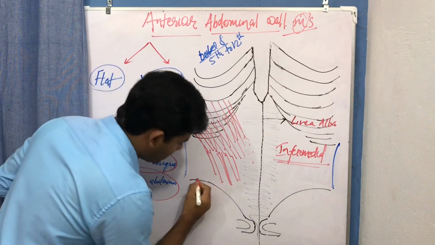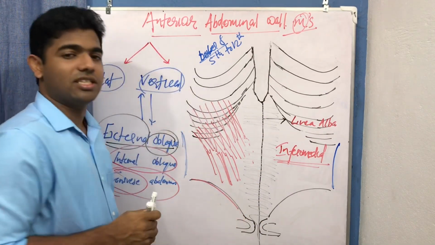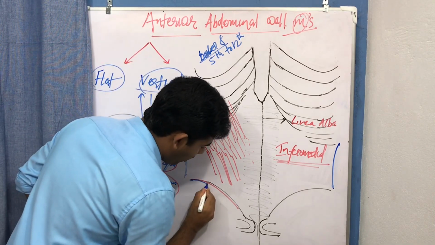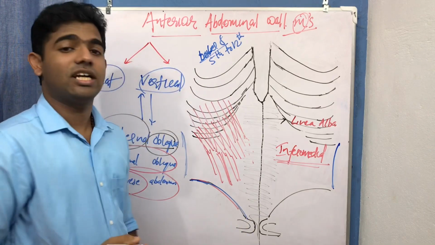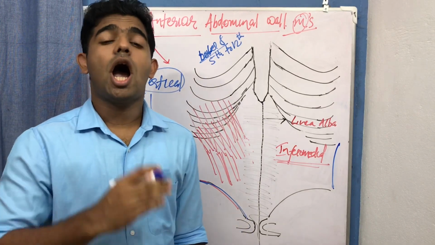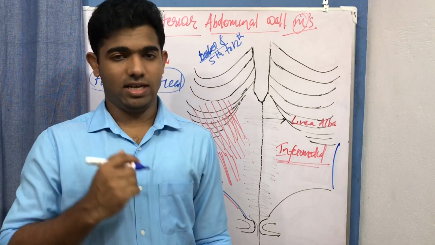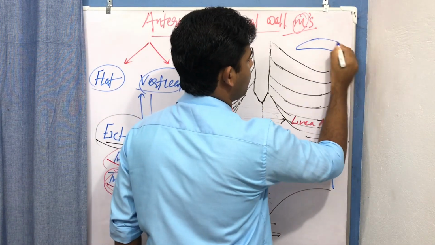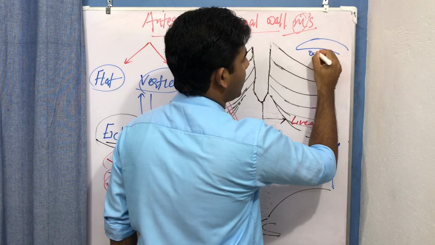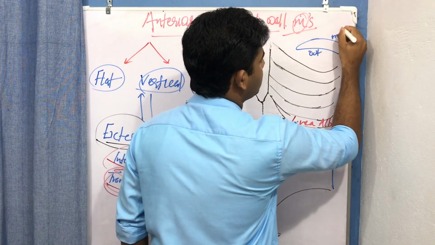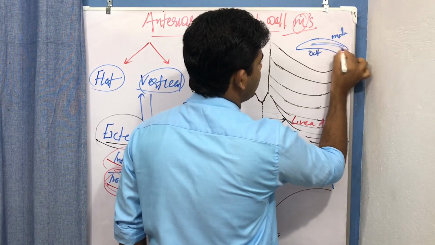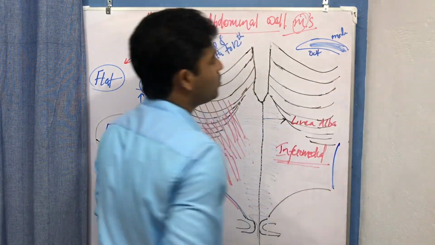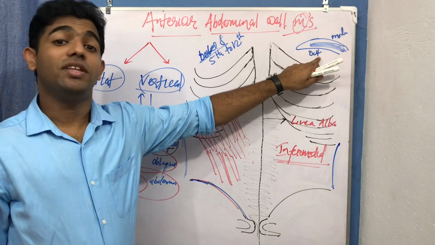So one structure to which it is attached is the linea alba. The second structure is your iliac crest, because that is seen in the lower part. Where in the iliac crest? The outer lip of the iliac crest. You know that the iliac crest contains an outer lip, a medial lip, and the centermost region, which is the crest of the iliac bone. So this will be attached to the outer lip of the iliac crest.